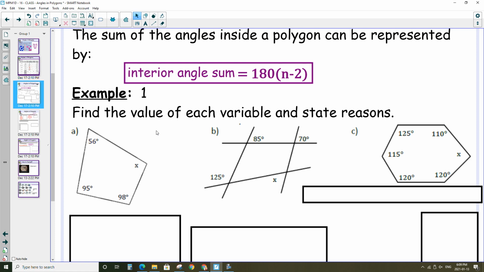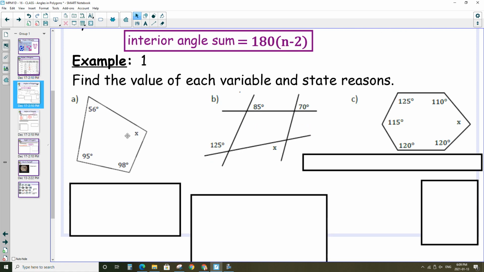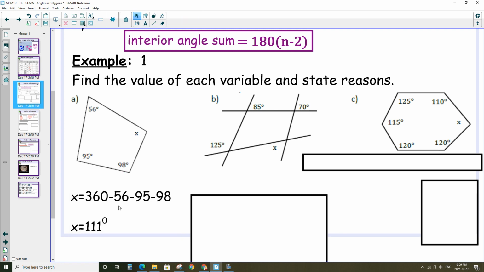Find the value of each variable and state the reasons. So let's find the missing value in here. So we know a quadrilateral has to add up to 360 degrees. So in order to find this x, it would be 360 minus the 3 sides that are given to us, which is 111.